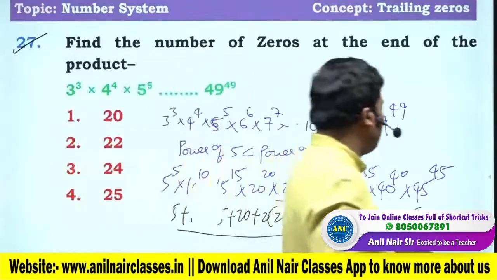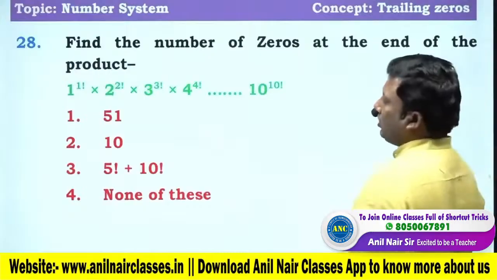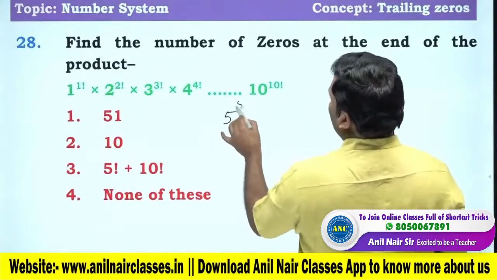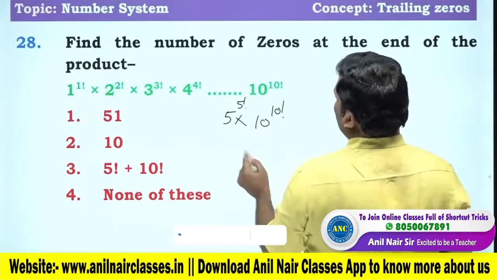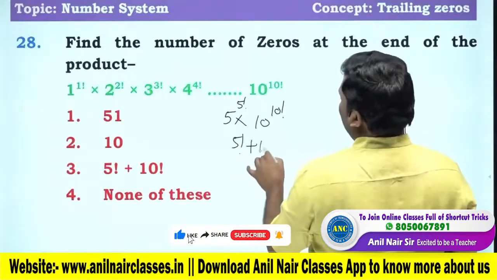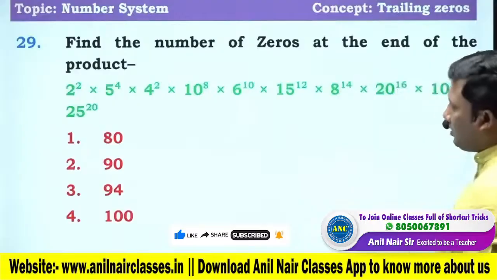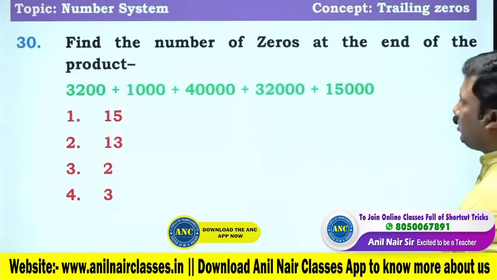27th question. We already did this question. It is 1 factorial, so power of 5 only I am taking. 5 power 5 factorial into 10 power 10 factorial. Answer is 5 factorial plus 10 factorial. Typist, I'll speak to the typist. They have done a lot of repeated questions and some calculation mistakes.